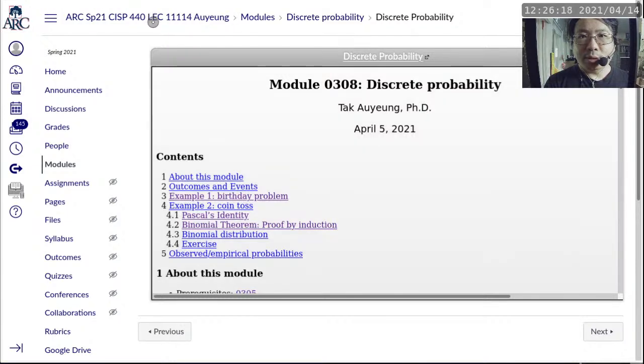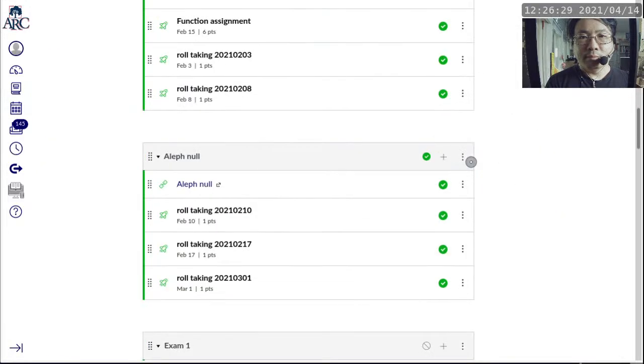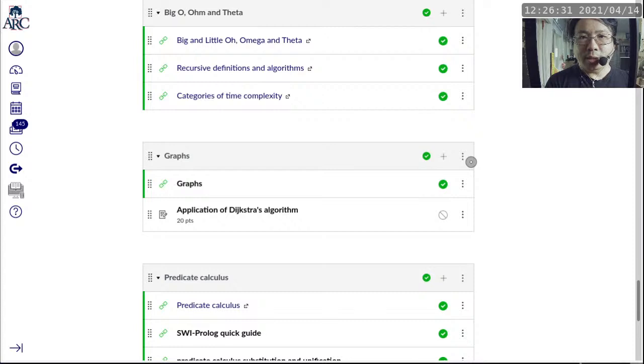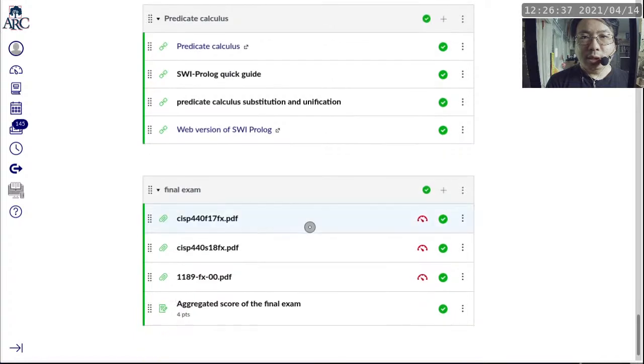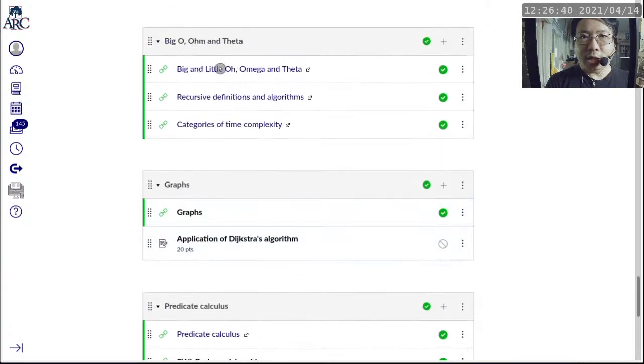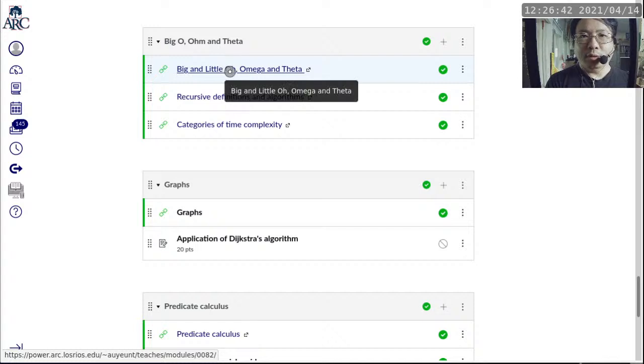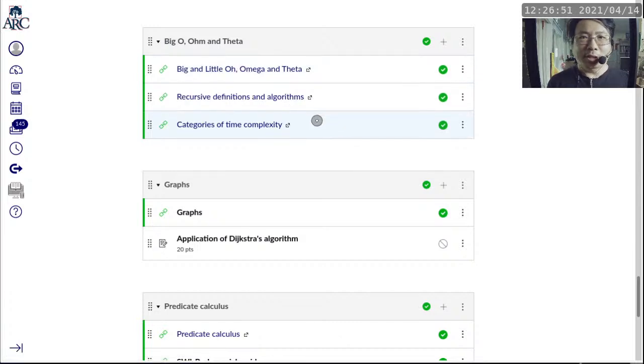All right, let's go back and take a look at all the modules. We still have a few to go. If we scroll down, there's graphs, there's predicate calculus, and I think there's also the notations of big O, little o, big omega, little omega, big theta, and little theta. These are the remaining three topics that we need to go through for the rest of the semester.